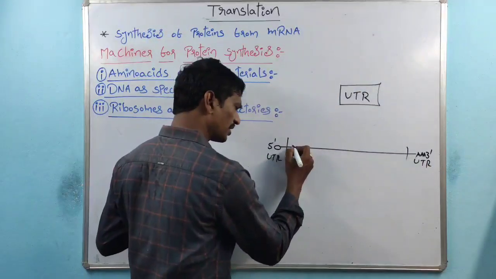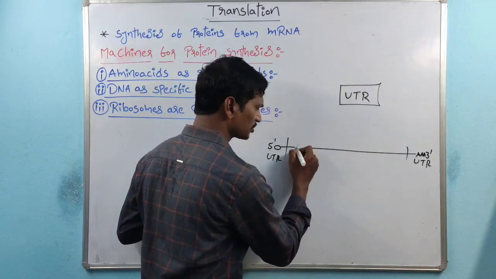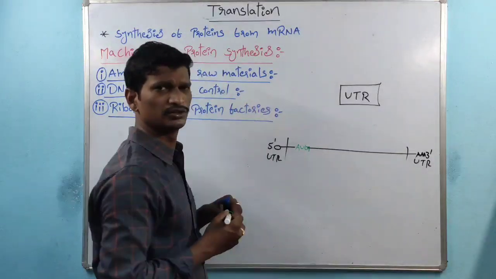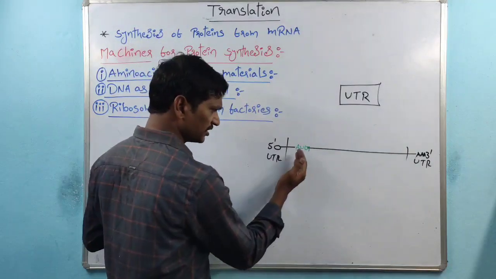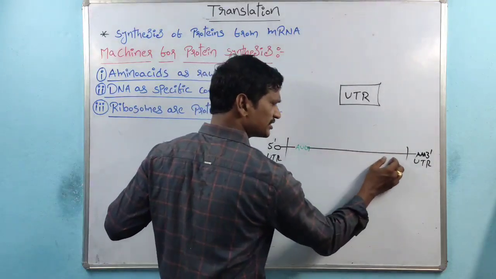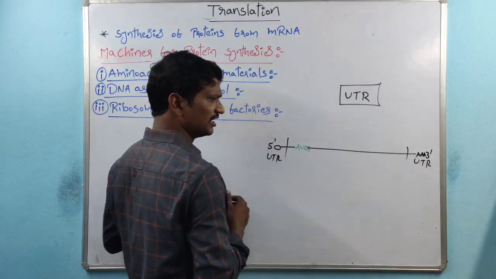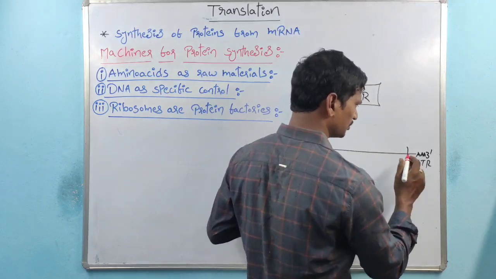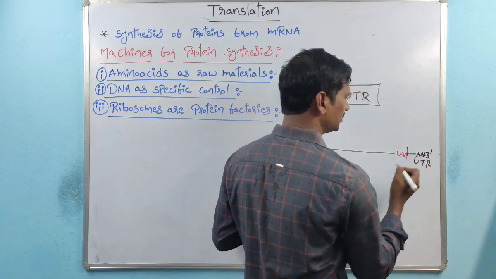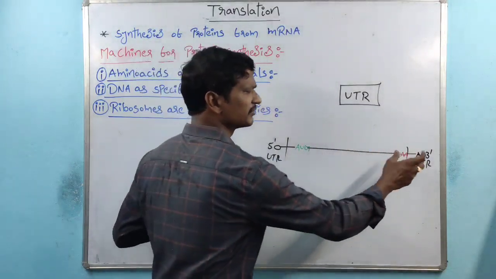Here the AUG codon is present. This is the starting point, so at the starting point the starting codon is AUG. Here, after AUG, protein synthesis takes place. Before the AUG codon, some regions are there. This is the termination codon, UAA. This is one of the termination codons. After the termination codon, some sequences are there.